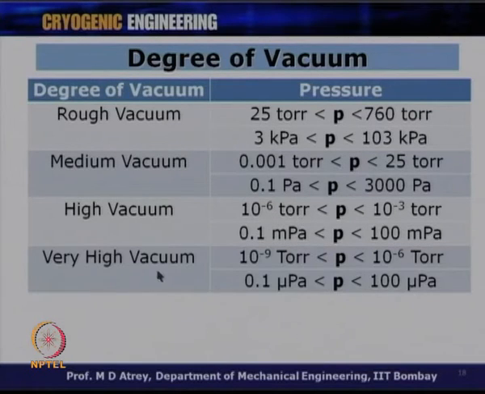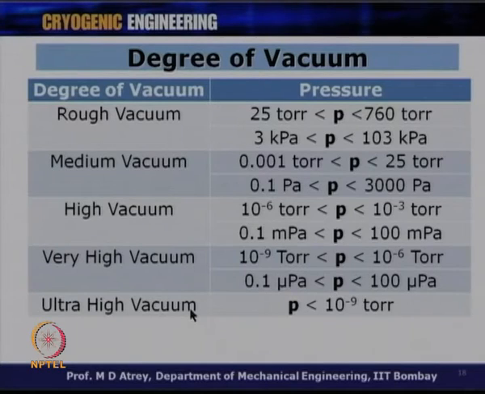And then we have very high vacuum, between minus 6 and minus 9 levels. When we have a pressure of the order of 10 to the power minus 8, minus 9, we say we are in the very high vacuum region. And then we have ultra high vacuum, which is used for very special purposes, and this is pressure less than 10 to the power minus 9 torr.